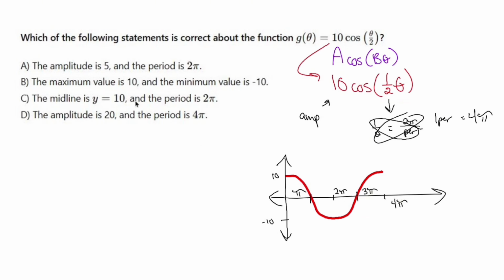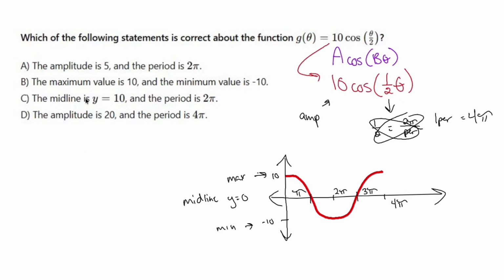All right, it also is talking about midlines and stuff like that, and maximum values. Well, the maximum value is 10. The minimum value is -10, which makes the midline halfway in between those, which is y equals 0. So I have an amplitude of 10, a period of 4 pi, a maximum of 10, a midline of y equals 0, and a minimum of -10.